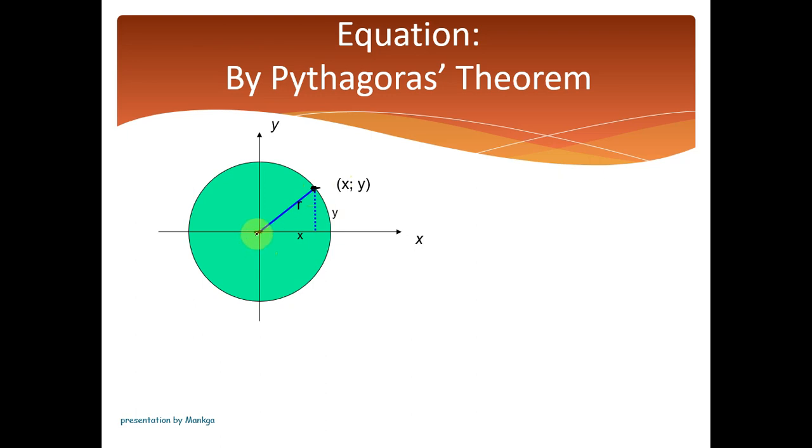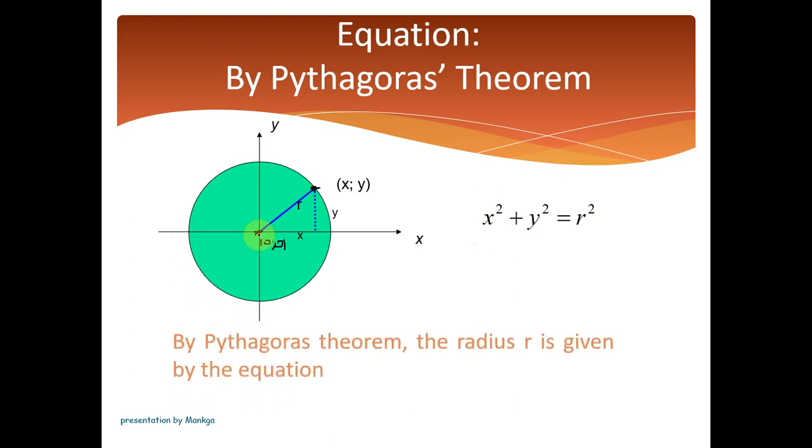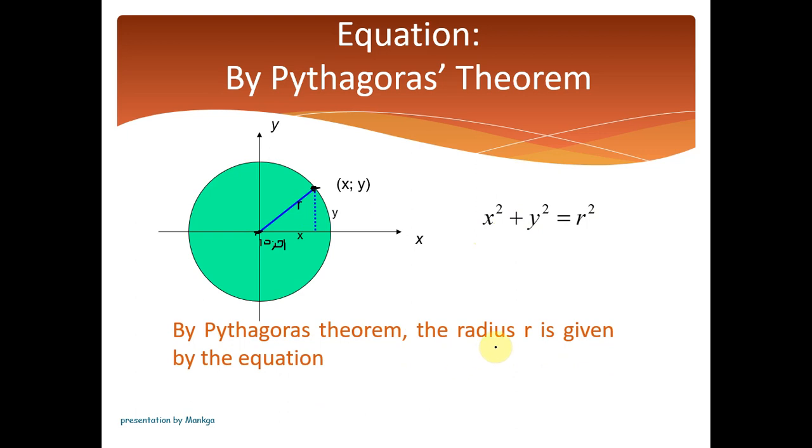At the center of the circle, there are only two coordinates. It is 0 and 0. If the center is centered at the origin or at the center of the Cartesian plane, it's 0 and 0. X will be 0, y will be 0. So furthermore, to get this one, we are going to use Pythagoras to determine the equation of the circle centered at the origin. In this case, by Pythagoras theorem, the radius r is given by the equation.